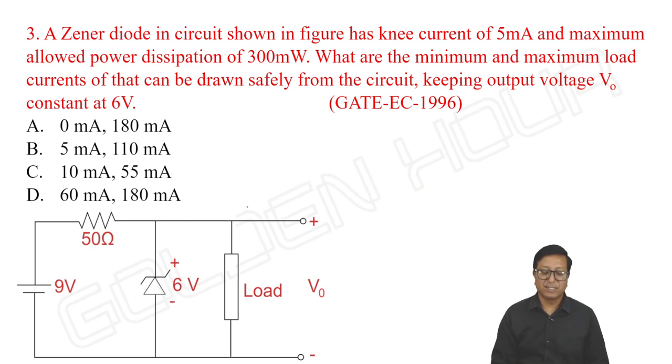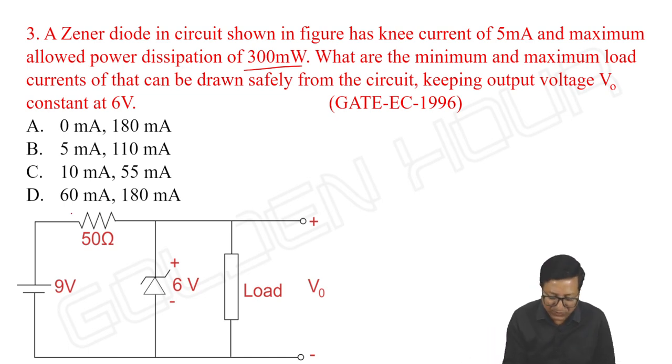Next question. A Zener diode in the circuit shown in the figure has a knee current of 5 milliamperes and maximum allowable power dissipation of 300 milliwatts. Maximum allowable power dissipation means the power rating of the diode. From this indirectly they have given IZM, right? Knee current and IZM both are given. What are the minimum and maximum load currents that can be drawn safely from the circuit, keeping the output voltage constant at 6 volts? Instead of asking RL minimum and RL maximum, they are asking IL minimum and IL maximum. Nothing to worry about it. So see, this current is I, IZ, IL.